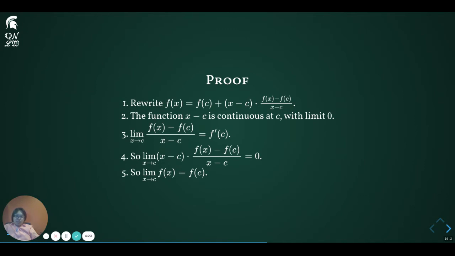This also means, by taking the contrapositive, that if a function were to be discontinuous at a point c, then the difference quotient must be unbounded as we take the limit of x approaching c, this being the only way that the limit in step 4 may return a non-zero number.